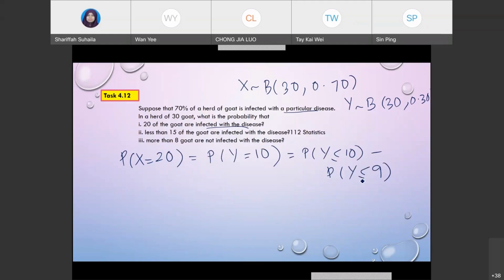So using the same thing, N equals 30, pi 0.3. Okay, find it from your stats table, the last value on page 24. Okay, so you have 0.7304 minus 0.588. Okay.